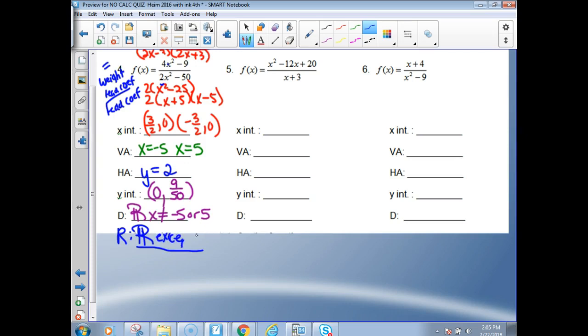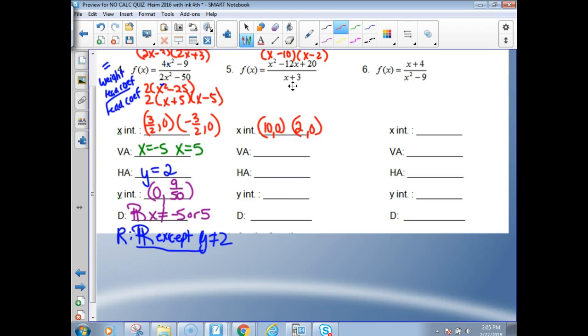Except Y can't equal 2. That's showing me you know it's Y values. All right, so what do I do for the x-intercept? I factor the numerator. That's going to be x minus 10 times x minus 2. So my zeros are (10, 0) and (2, 0).